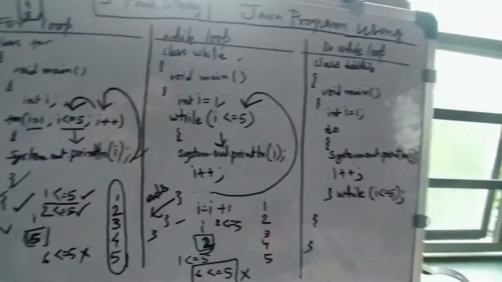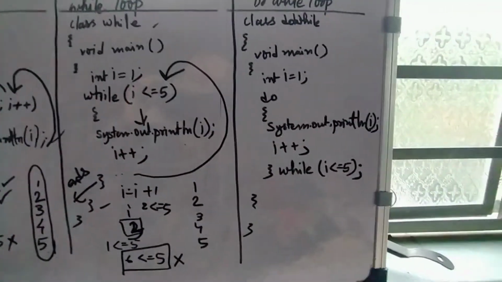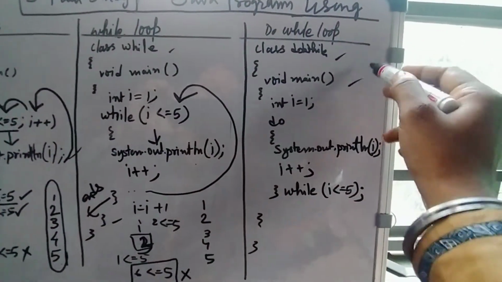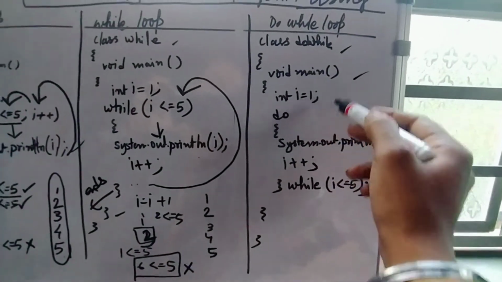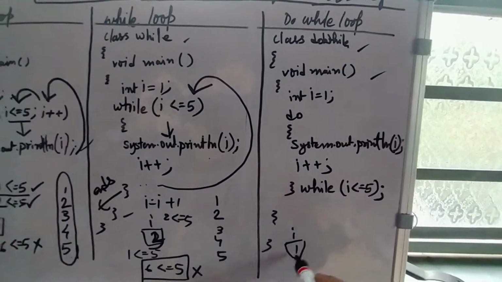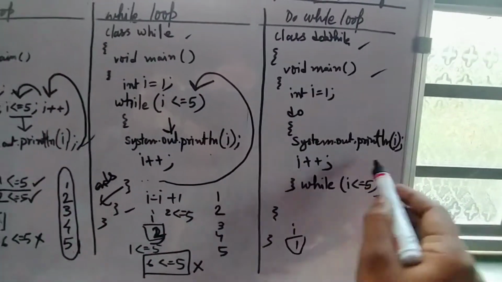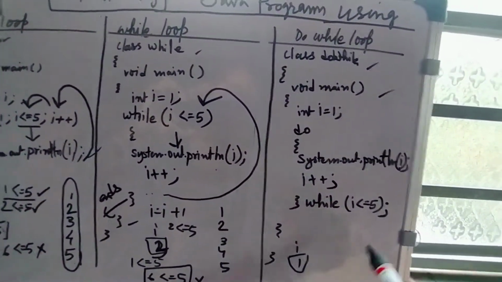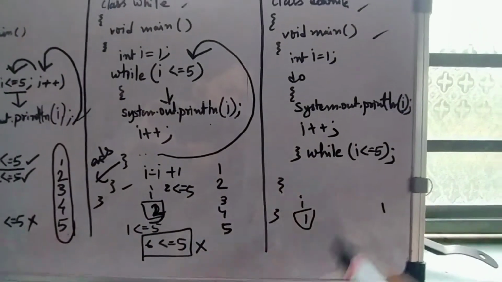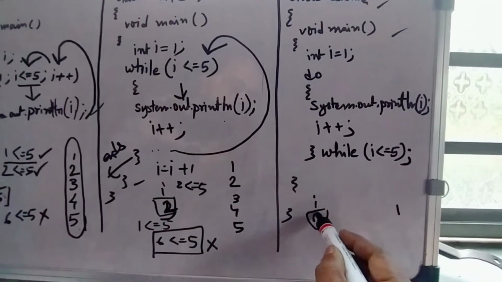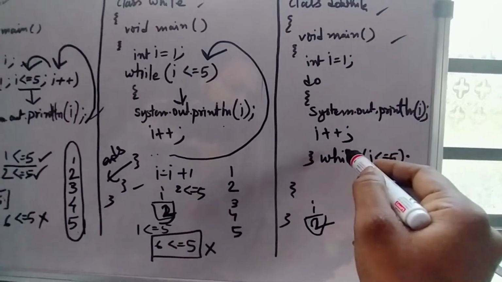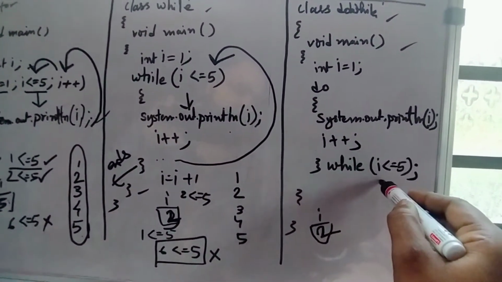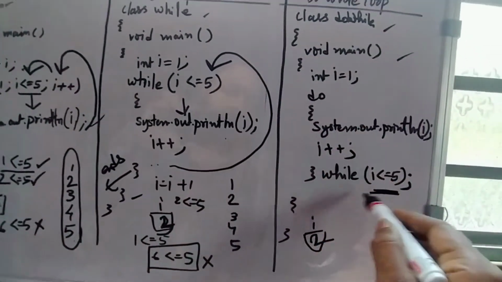The same way you can go for a do while loop. So do while, class DoWhile, void main, then int i equals 1, again i is 1. Do means we have to do first what? Print. println, this 1 is printed, and now 1 is increased by another 1, that is 2, i plus plus. Fine, and then it comes down and checks a condition, that is the while.